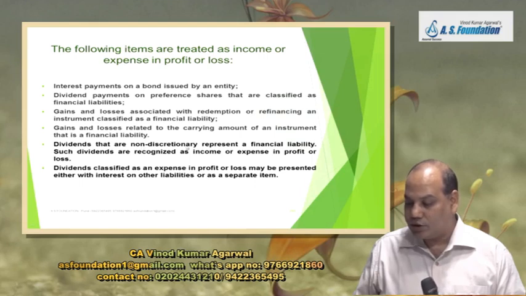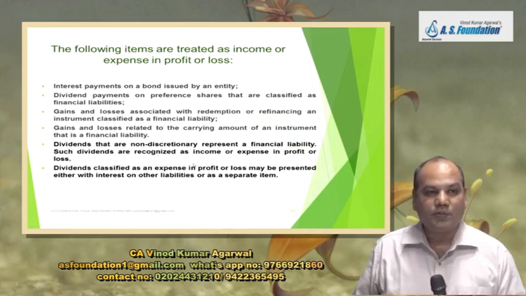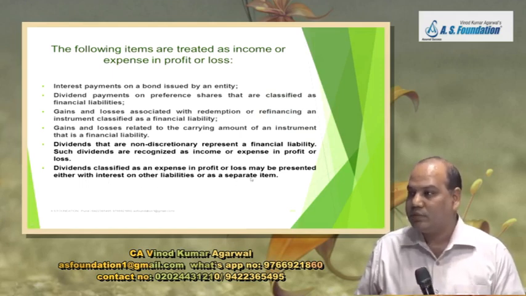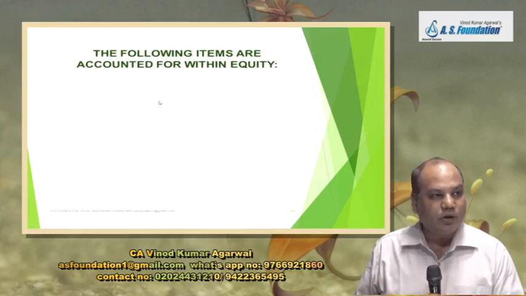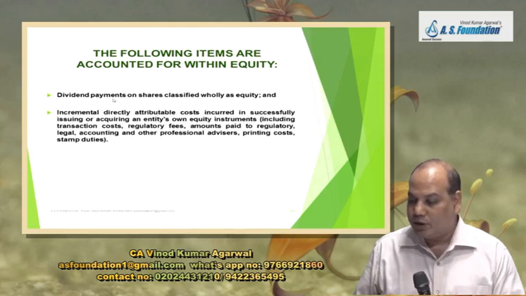Dividends that are non-discretionary represent a financial liability. Such dividends will be recognized as income or expense in profit and loss. Dividend classified as expense in P&L account may be presented either with interest or other liabilities or as a separate item. That is a presentation in profit and loss. And which item is not treated as expense but will be accounted within equity? Dividend payment on shares classified only as equity.